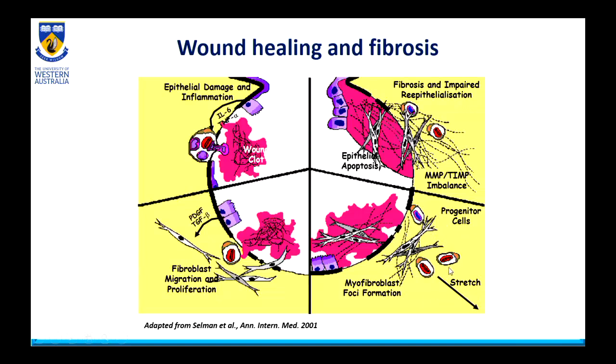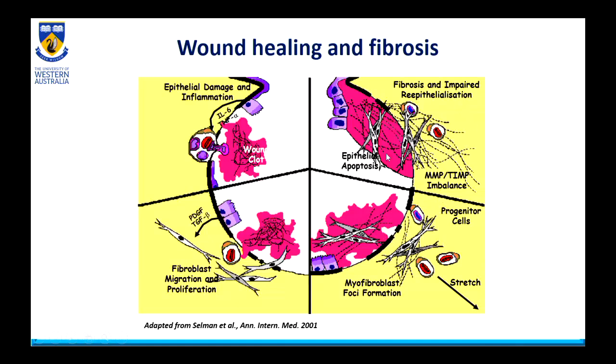A lot of things like stretch can affect it. Progenitor cells from the bone marrow can come in and keep adding more cells. Epithelial cells, for example, or blood vessel cells, endothelial cells, can undergo an EMT-like process, epithelial to mesenchymal transition, where they can become myofibroblast-like cells. So you get all these myofibroblasts collecting, making matrix, which is bad, and they don't stop.